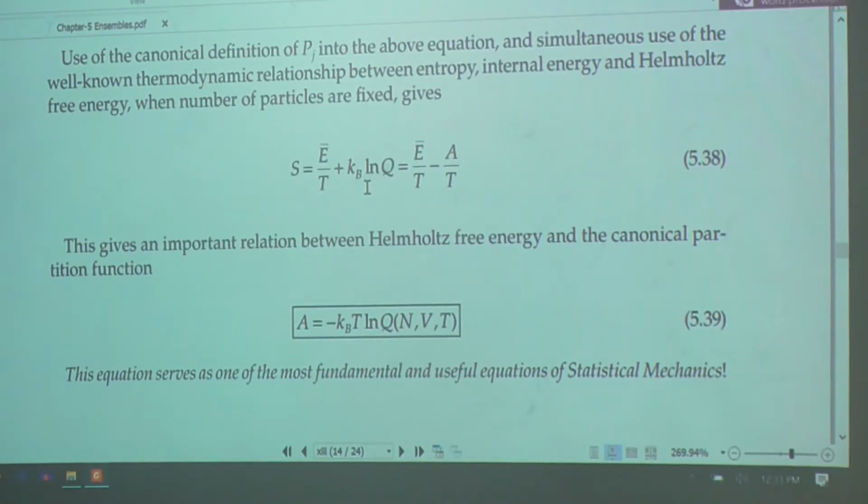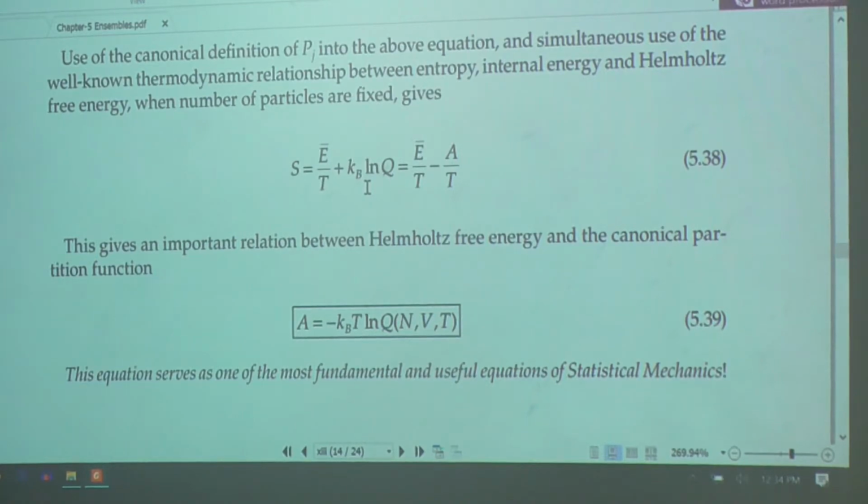Nothing else it requires to derive. So I combine S equal to minus k_B sum P_j ln P_j with my definition of P_j and I get this. Then I compare, so I derive this beautiful equation, E average by T, k_B ln Q. And now I know that A is equal to U by T minus S. Then I compare this equation with this equation, and A equals minus k_B T ln Q. So this derivation is trivial.